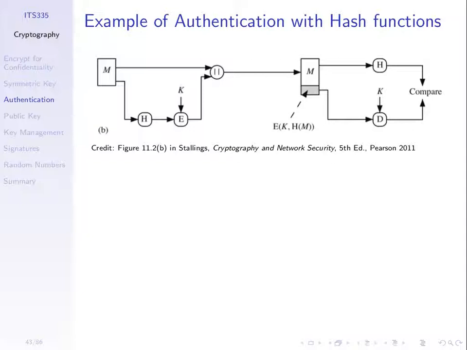So here we have this function H, uppercase H. We take the message, take a hash of the message, and instead of encrypting the entire message, we encrypt the hash value. So we apply our encryption function E, taking a shared secret key K, and encrypt the hash value.